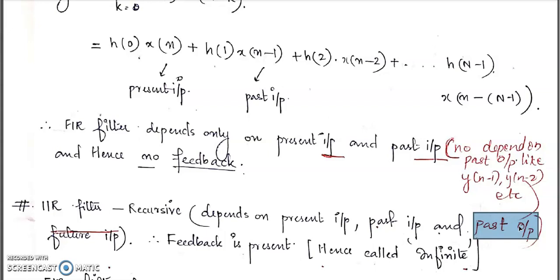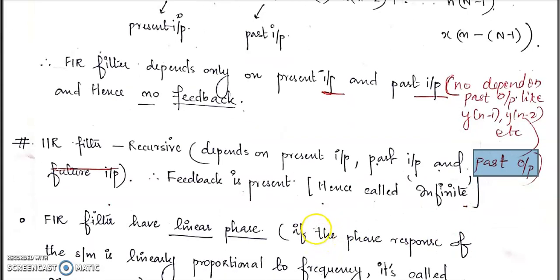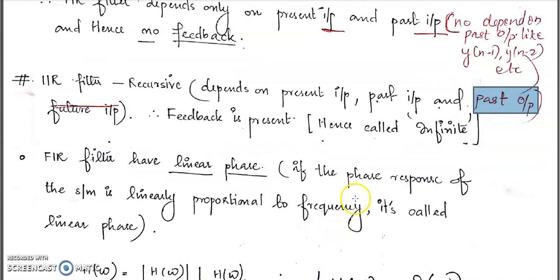Here we mainly concentrate on the FIR filter. Another property of the FIR filter is that it is linear phase. What is a linear phase? If we plot the phase response of the FIR filter, it is linearly proportional to the frequency. That's why we call it linear phase.